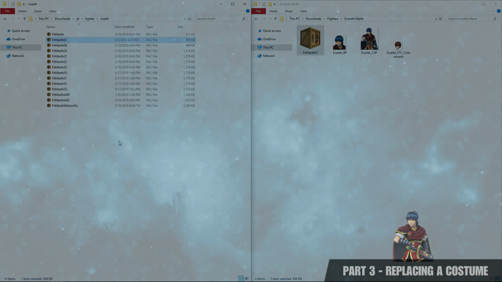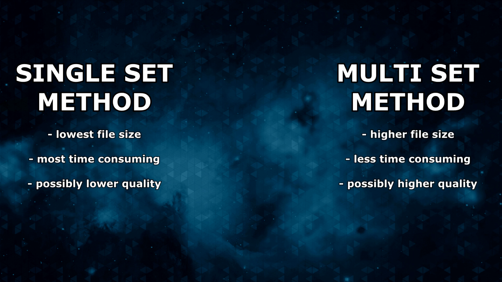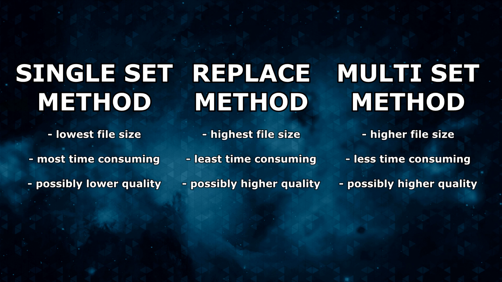For cosmetics, it's mostly the same as adding a new costume to an existing set. However, there is a slightly different process for character selection portraits and stock icons. You can use the single set method exactly the same as before, but the multi-set method requires an additional step. Plus, for changing an existing texture only, there is the replace method, which is the fastest and has the same quality possibilities as the multi-set method, but does use the most file space.